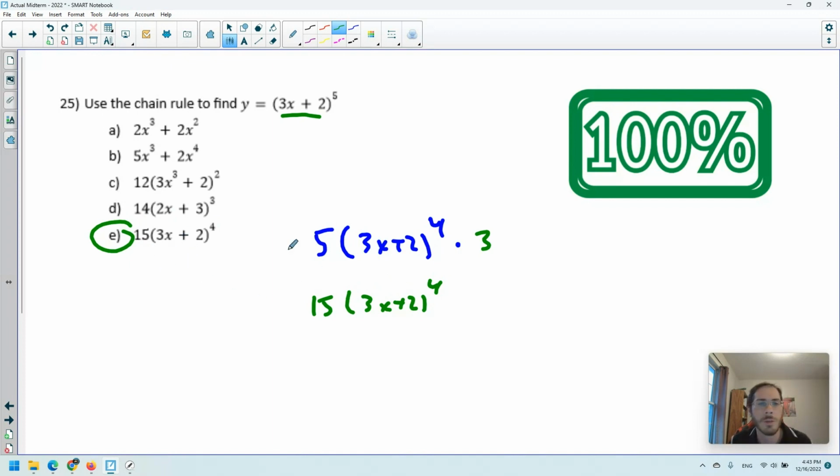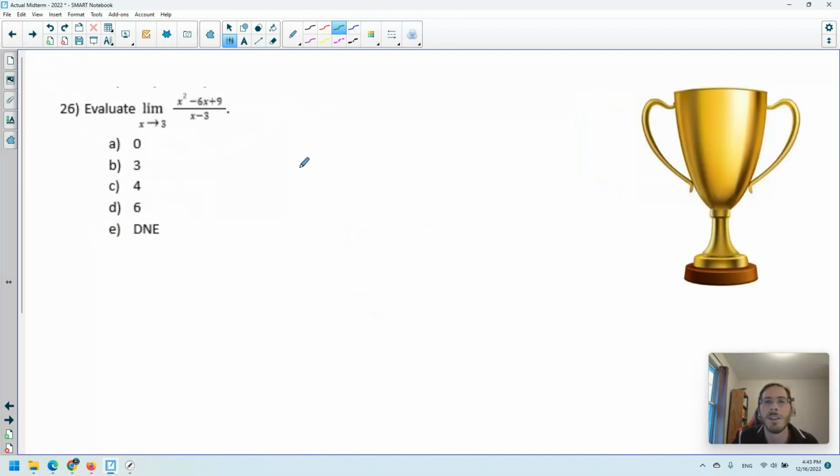So there we go. So pretty nice. Everyone did really good on that, whether you did the general power rule or the full chain rule. This is our other gold one.